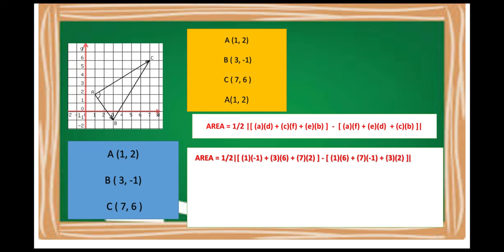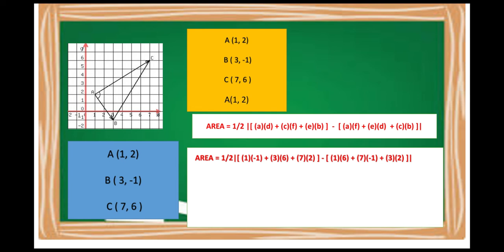Following the formula, area is equal to 1/2. Since we are dealing with triangles, there's always 1/2. The first step is multiplying diagonally downward: 1 times -1 plus 3 times 6 plus 7 times 2, then subtracted by the upward products: 1 times 6 plus 7 times -1, and lastly 3 times 2.